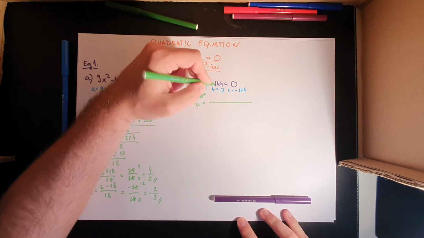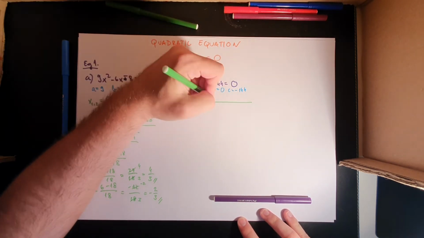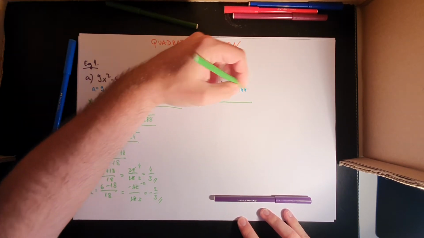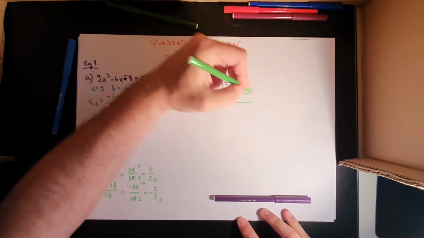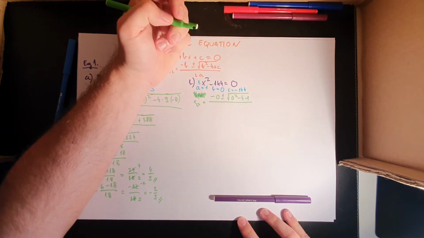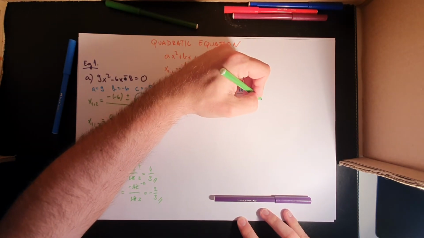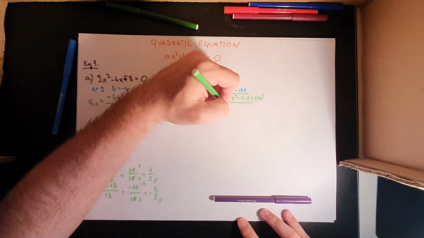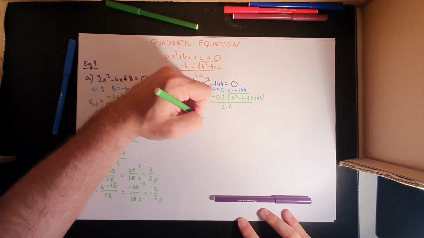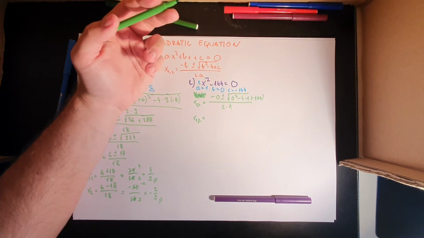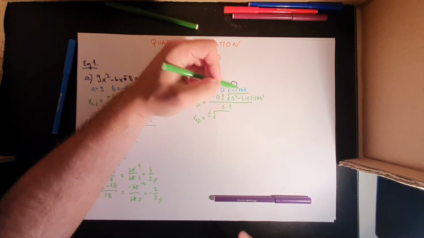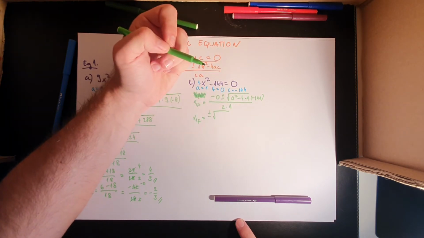x1,2 equals minus b, where b is equal to 0, plus minus square root of b squared, so 0 squared, minus 4 times a, which is 1, times c, minus 144, over 2 times a, which is 1. Now, a lot of things are going to disappear. Minus 0 is 0, so I don't have to write it down. I continue with plus minus square root of 0 squared, which is 0. A minus and a minus become a plus.